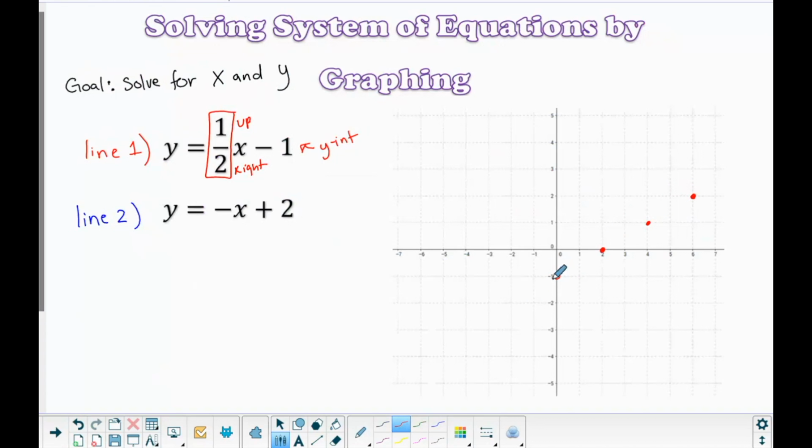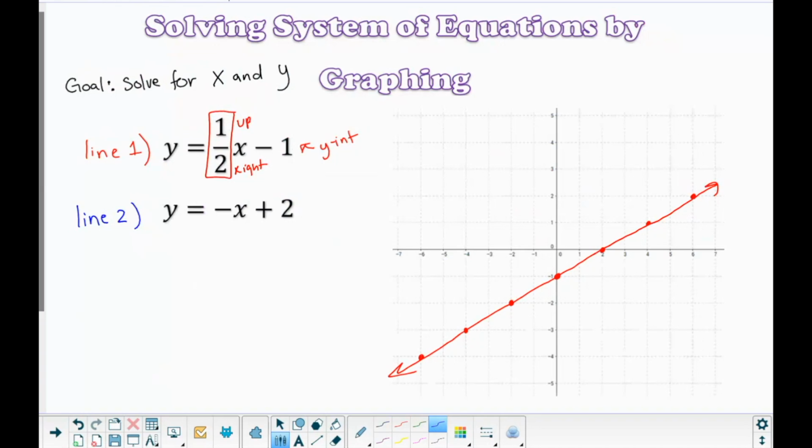Now I could also go the other way, because this is a positive and this is a positive. If I wanted to go the opposite way, it'd be negative and negative. So I'd be going down 1 to the left 2. It's the same thing. Down 1 to the left 2. Down 1 to the left 2. And now I have my graph. We're going to connect our dots. And there's your first line.